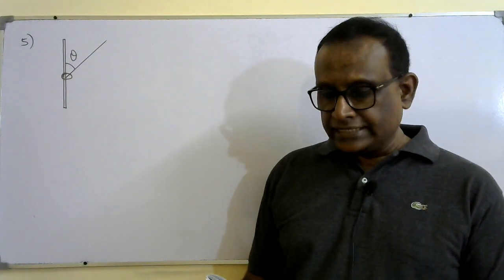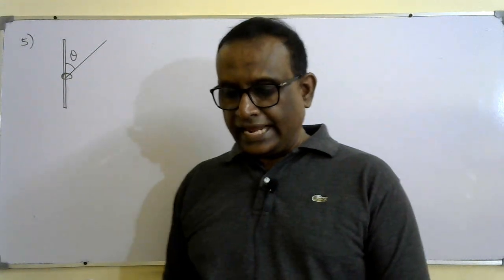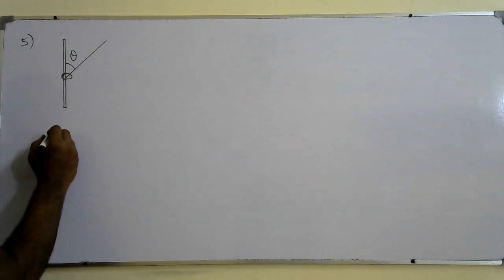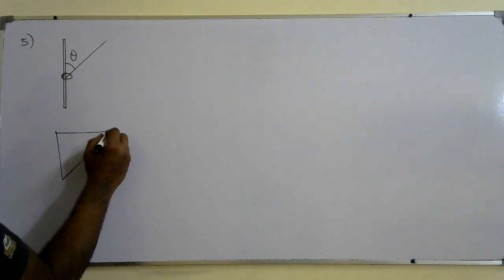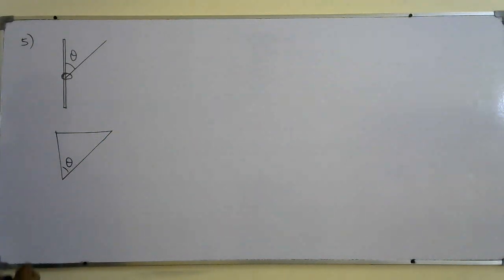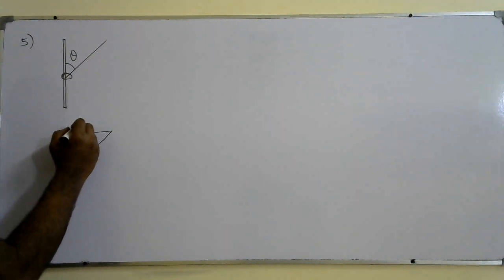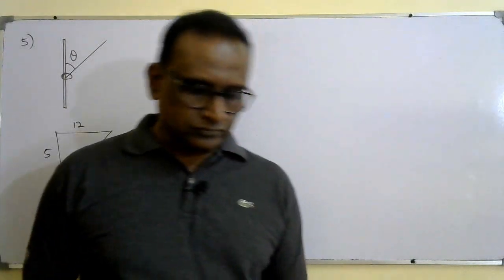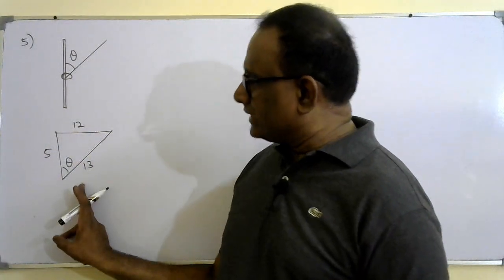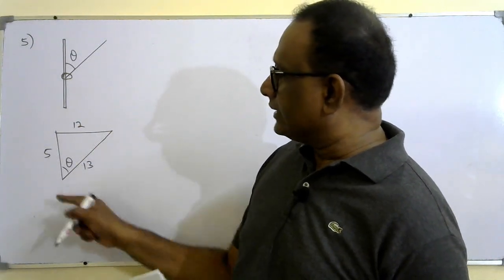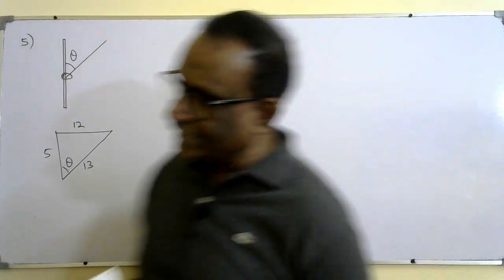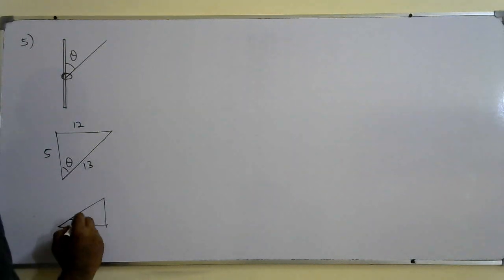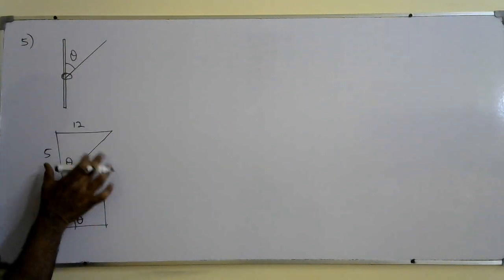The string is taut and makes an angle theta with the rod as shown in figure 3, tan theta is 12 by 5. So tan theta 12 by 5 means, if you consider this is theta, 12, this is 5, this will be 13, is it? Okay. Given that, we can draw the diagram. It's not necessary to draw the same shape, but I did it for you to make it easy to understand. You can even draw the theta like this, it's trigonometry. But anyway, just to avoid confusion, I drew it exactly the same way.